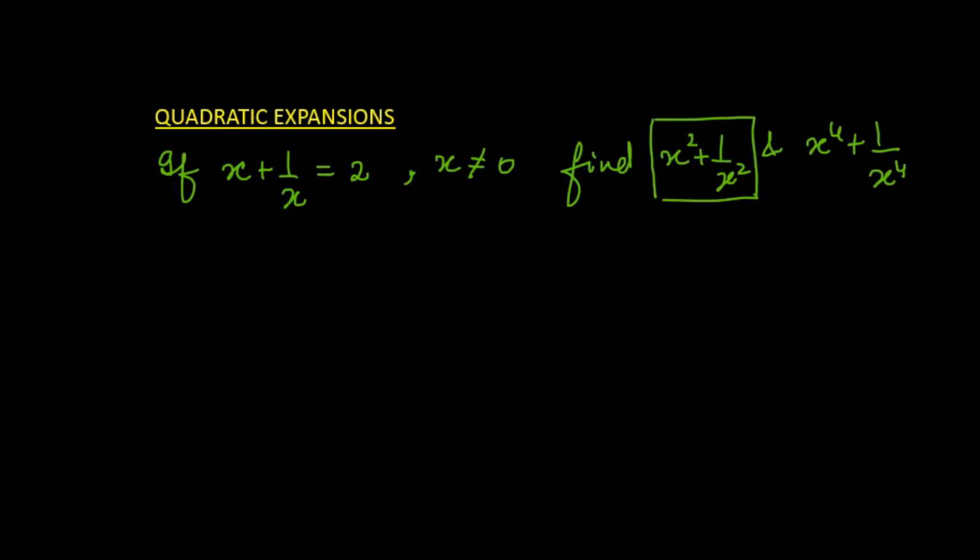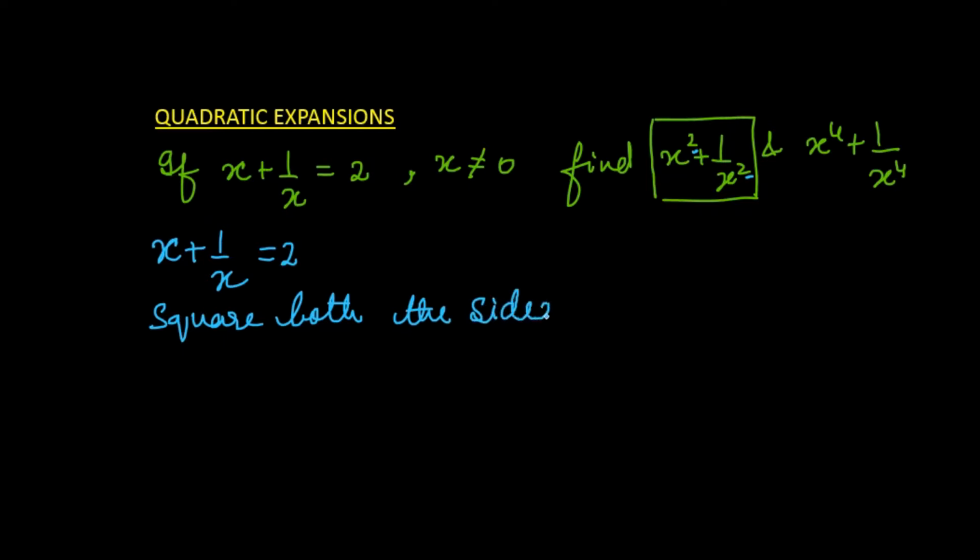What is given to us? x plus 1 by x is given to us, and we want to find out something which has got a square in it. So the first step is to square both the sides. If we are squaring LHS, we have to square RHS of an equality to maintain the balance. So we take x plus 1 by x and we square it. We square the right hand side also, so we do 2 square.